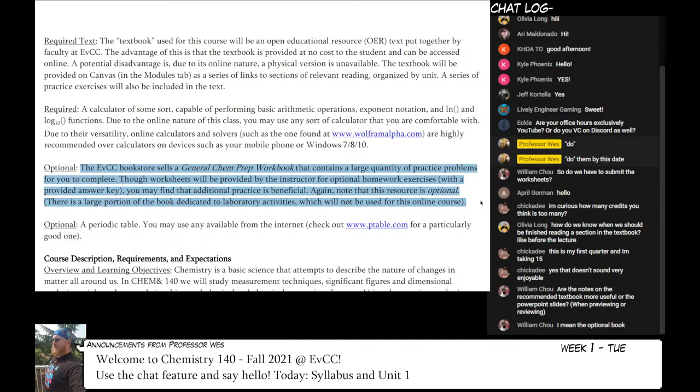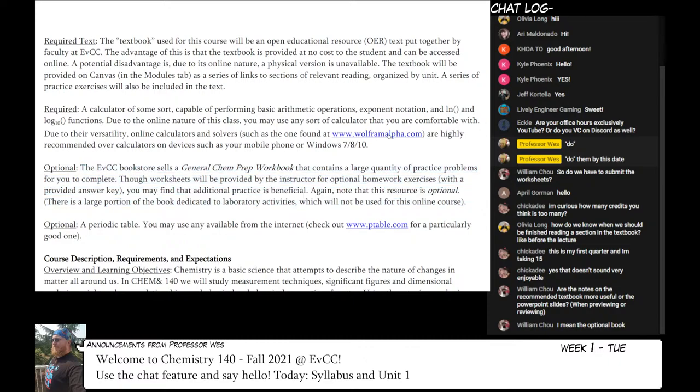But the number of practice problems in that book is super, super high. I would strongly recommend that if you get in a situation where you're like, I just need more practice, go to the bookstore and buy that. Try and do that before, like, the first few weeks, because I don't know if they keep these in the bookstore forever. But it is a good resource if you want more practice.